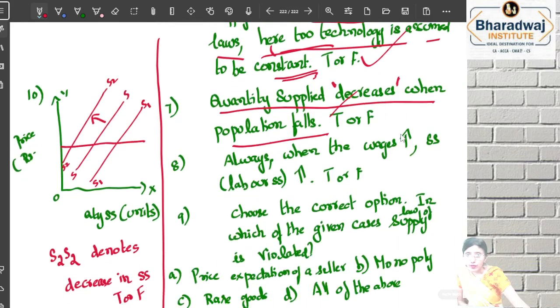Now, 8th. What was the answer? False. Why false? When the wages increase, labor supply will increase, no? Yes. False. Why? When the wages increase, the supply of labor will decrease.